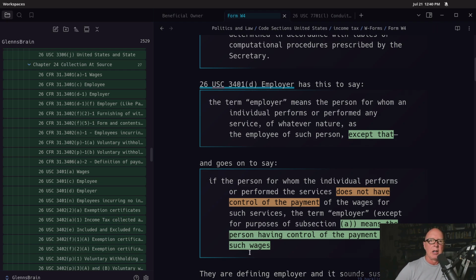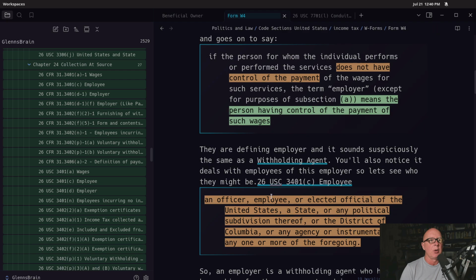So that's essentially what this is saying, that whoever has control of the money is the one that's considered the employer. Now, you kind of see that employer, payor, and benefit withholding agent are all synonymous terms, and so it's really saying that this money must have something to do with a non-resident alien, because those terms are only defined as people that are controlling money for non-resident aliens. But we'll keep going.